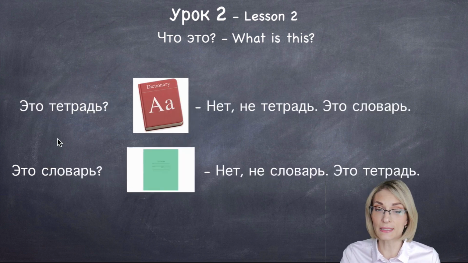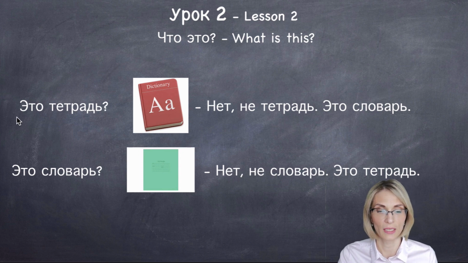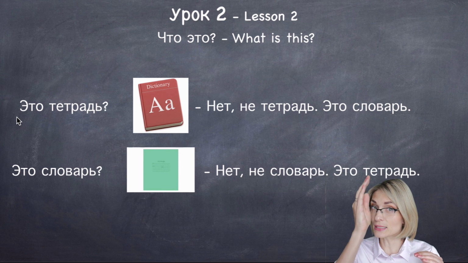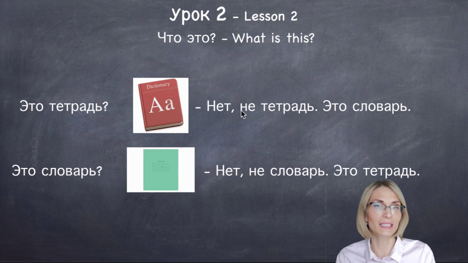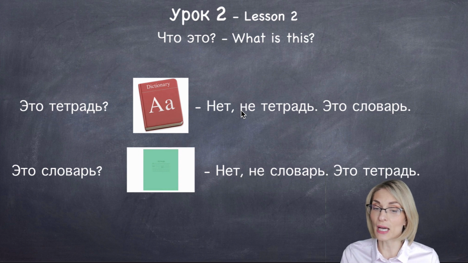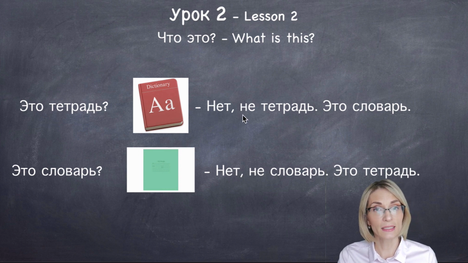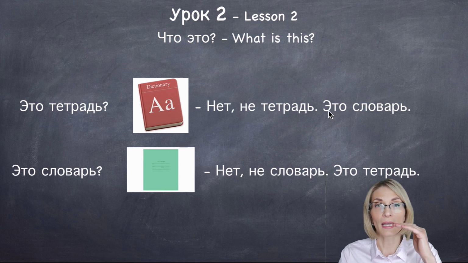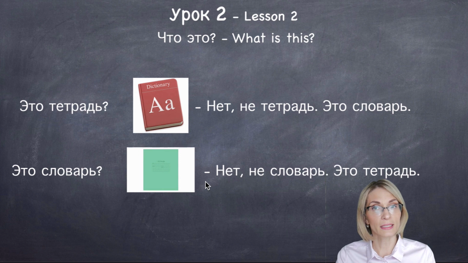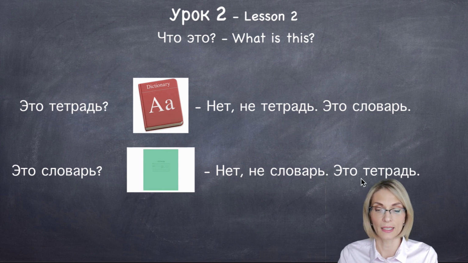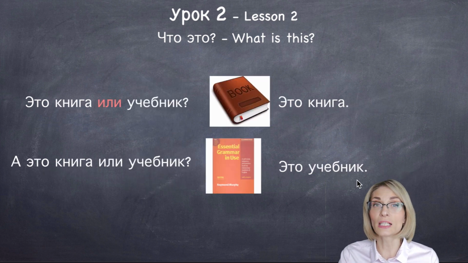Let's now answer negatively to the general question. Это тетрадь? Нет, не тетрадь. And you see the negative particle is again connected with the next word. And my vowel is now reduced. Нет, не тетрадь. Это словарь. Это словарь? Нет, не словарь. Это тетрадь. Good.